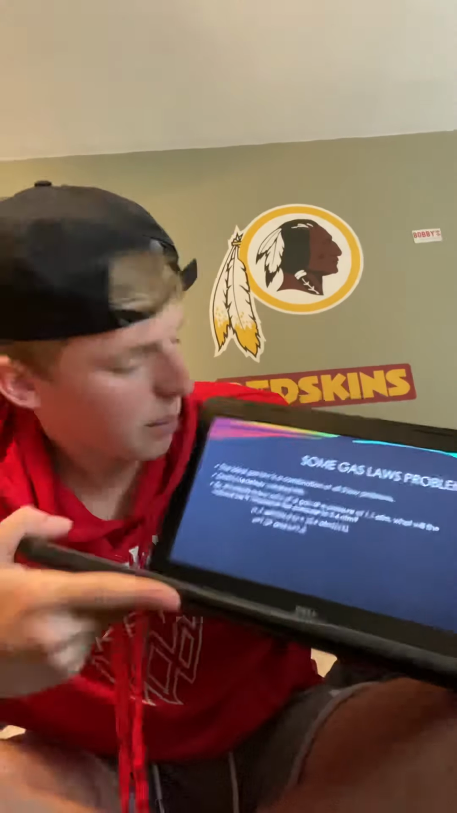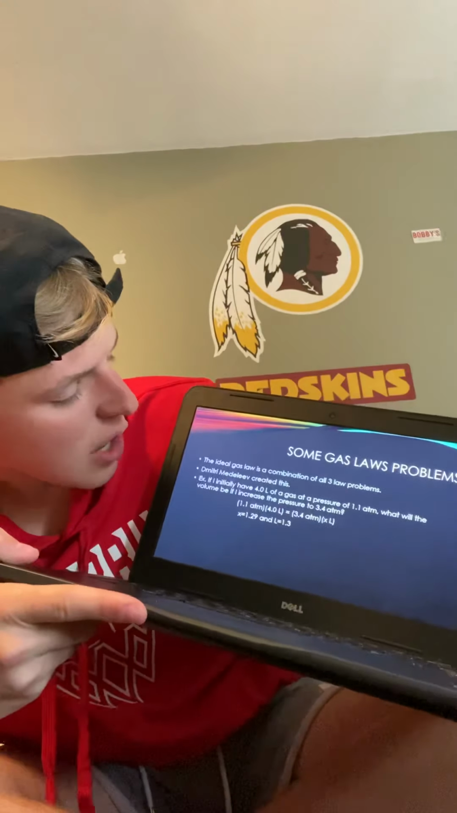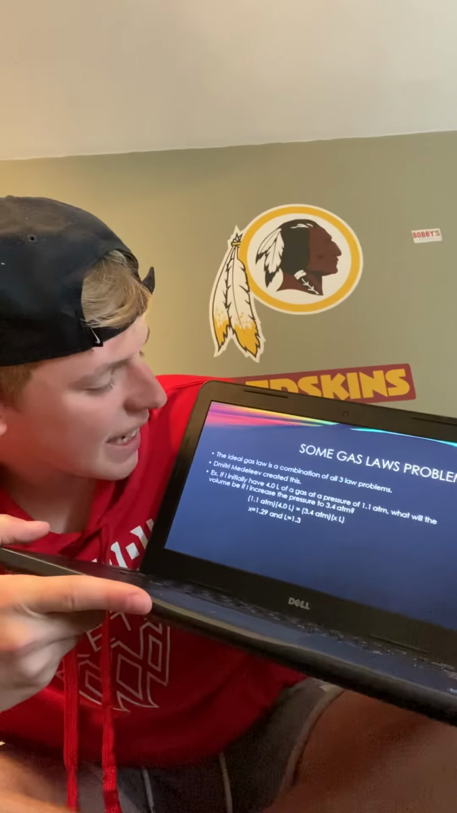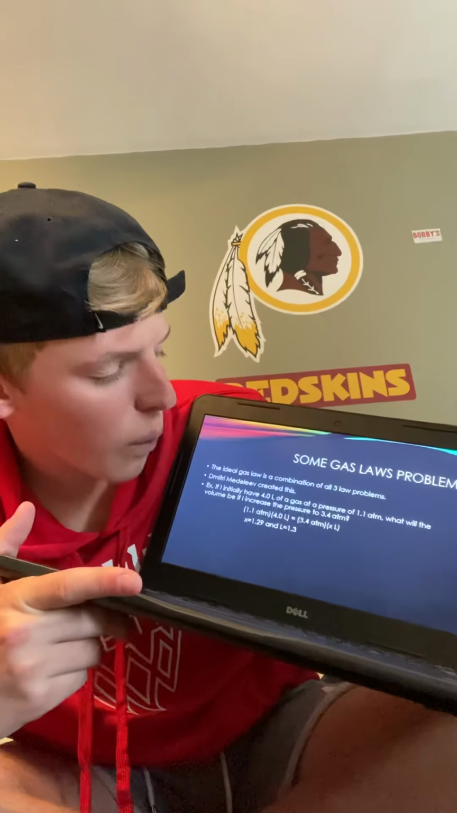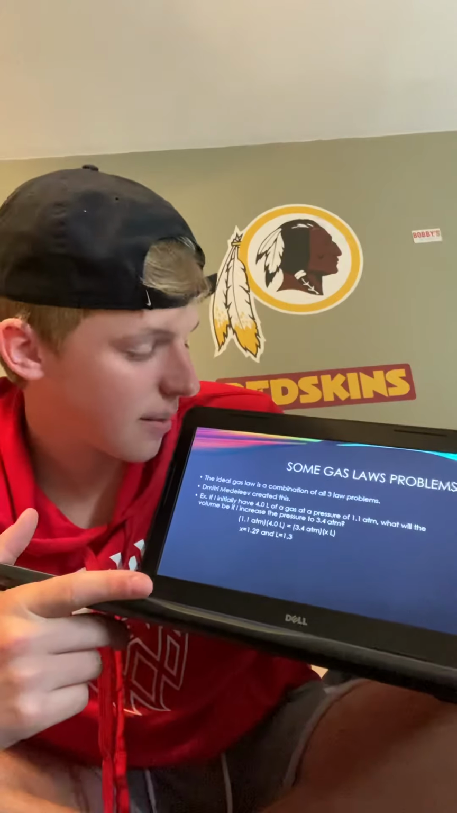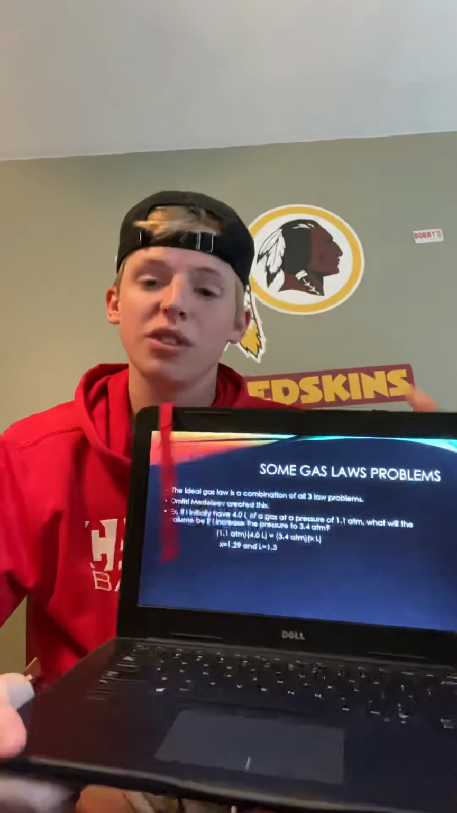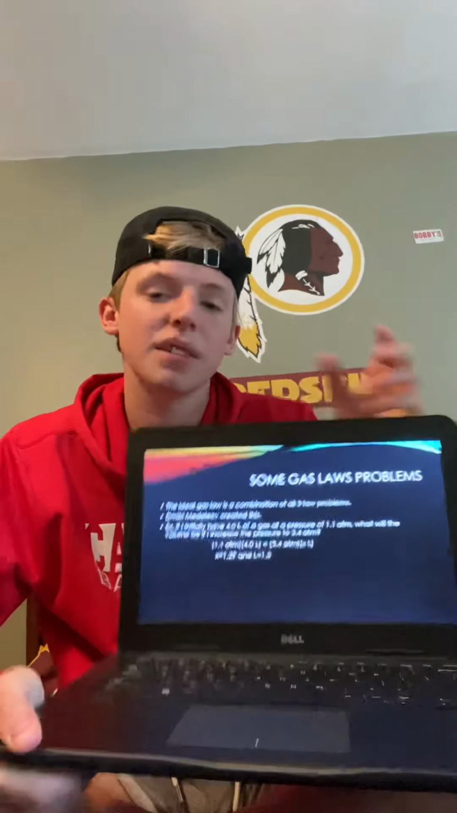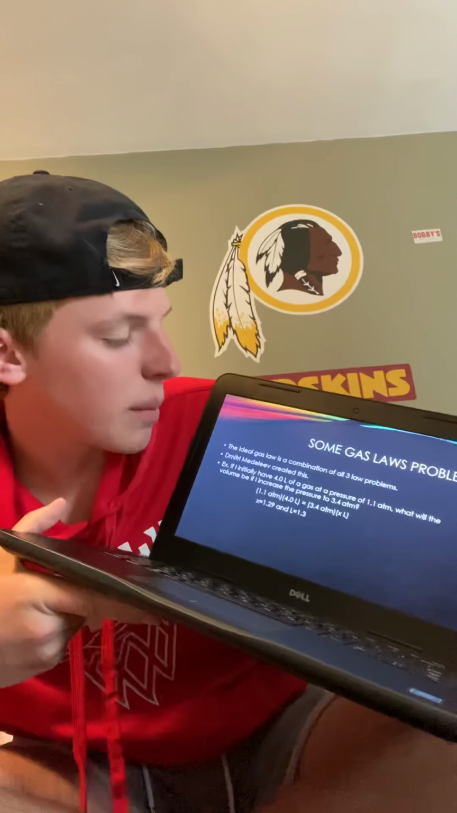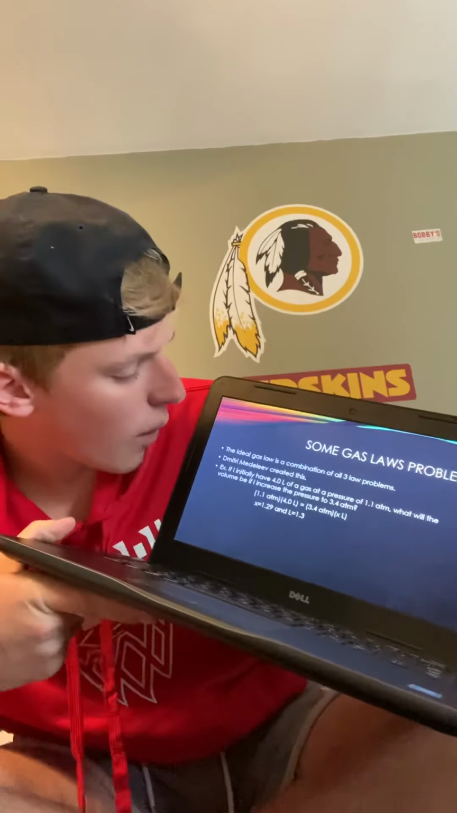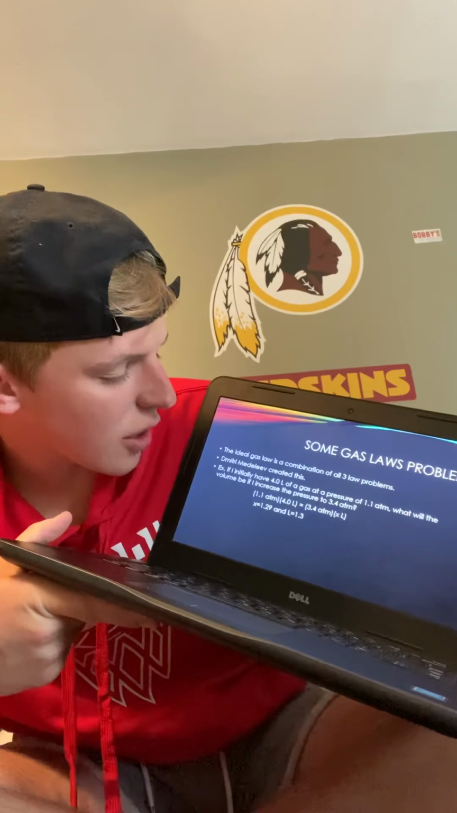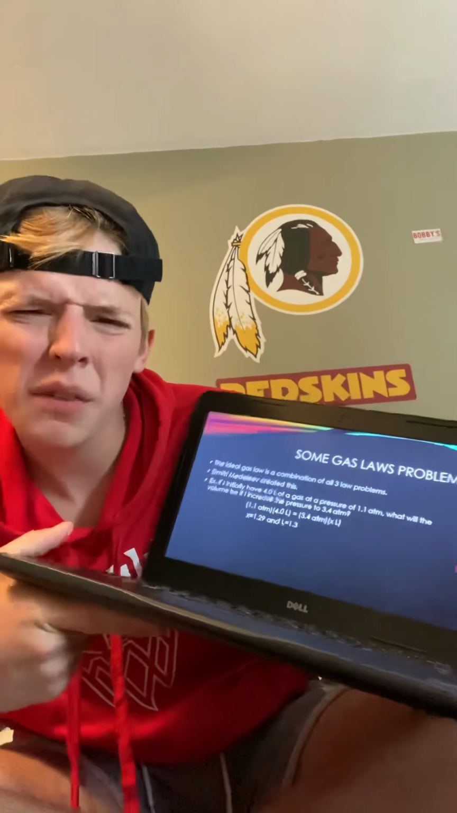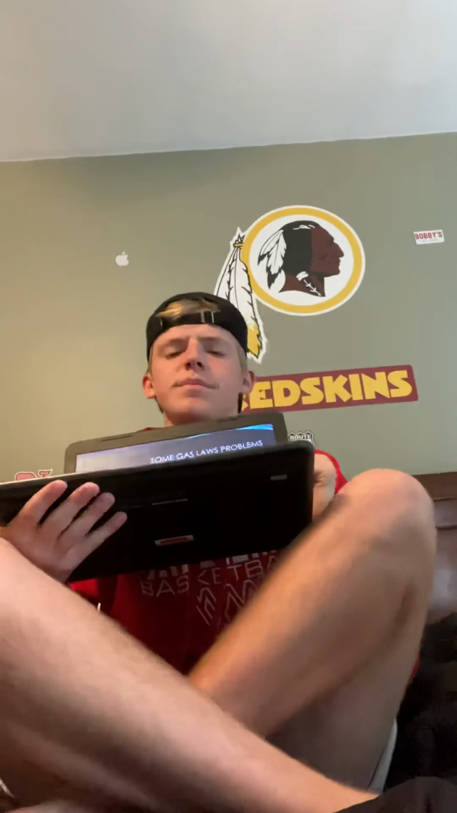So here's our first example problem. If I initially have 4.0 liters of a gas at a pressure of 1.1 atm, there's our atm, that we actually found in the recent problem. So you can see how these can kind of connect. You put them together, you find the atm connected into here. But 1.1 atm, what will the volume be if I increase the pressure to 3.4 atm?